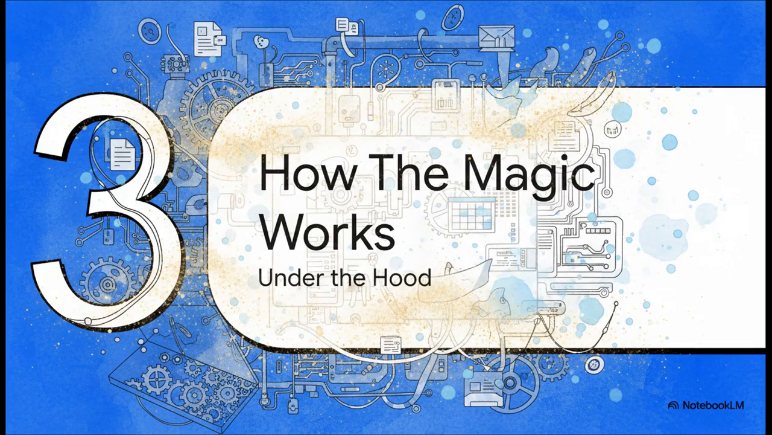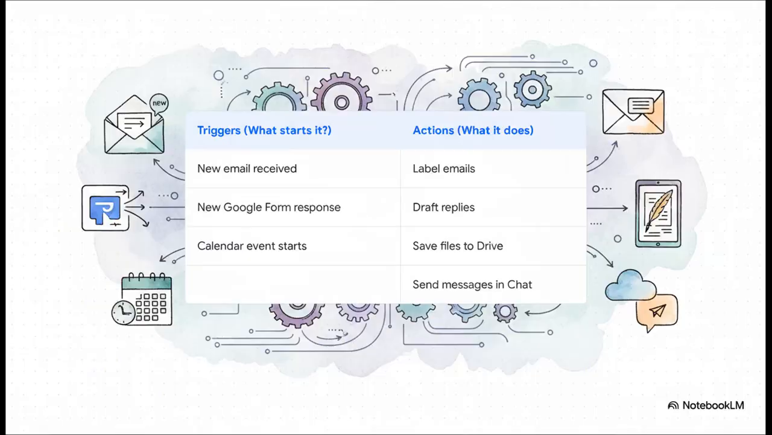So, I know this feels a bit like magic, but it's actually built on a surprisingly simple and really intuitive idea. Let's take a quick peek under the hood to see how it all comes together. It all boils down to two basic building blocks: triggers and actions. A trigger is what kicks off the whole workflow, like a new email arriving or a form getting submitted. The action is what the agent does in response, like labeling that email or sending a message in chat. It's a really simple but powerful "when this happens, do that" formula, just supercharged by AI.